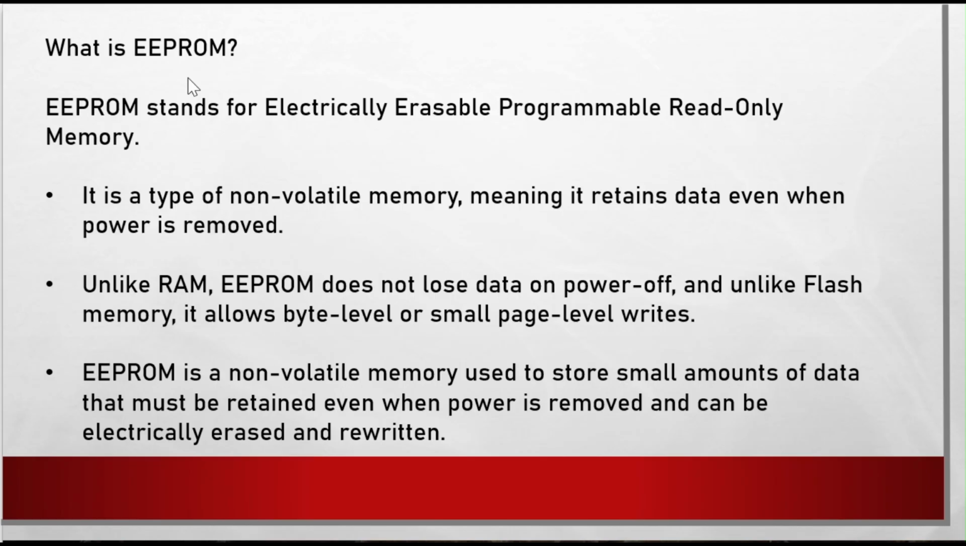It is a type of non-volatile memory, meaning it retains its data even when the power is removed or off. Unlike RAM, EEPROM does not lose the data on power off. In the case of RAM, when the power is off, the RAM removes the whole data, but in the case of EEPROM or ROM, the data stays. That's why it is called non-volatile memory. Volatile memory means it removes data from itself when the power is off. Non-volatile memory means the content or data retains itself in the memory.